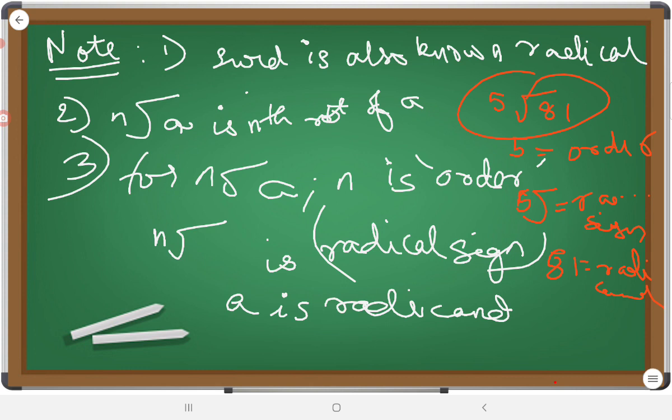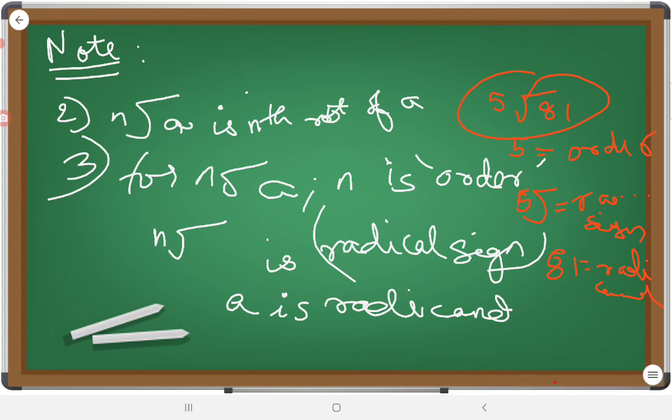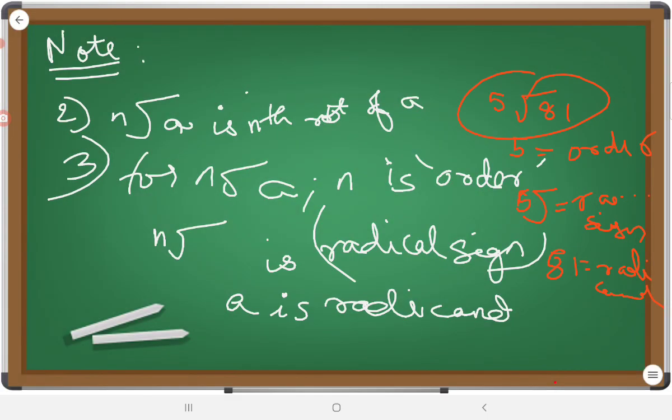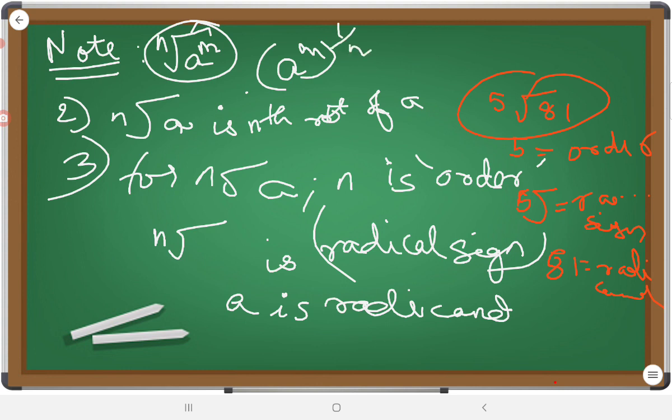Now as we are done with these, I'll erase the top one because we have one more important point. The same thing which I've told you before: the nth root of a power m is read as nth root of a power m, and it can be expressed in its exponential form as a power m whole power 1 by n, which is nothing but a power m by n, using the law of exponents.